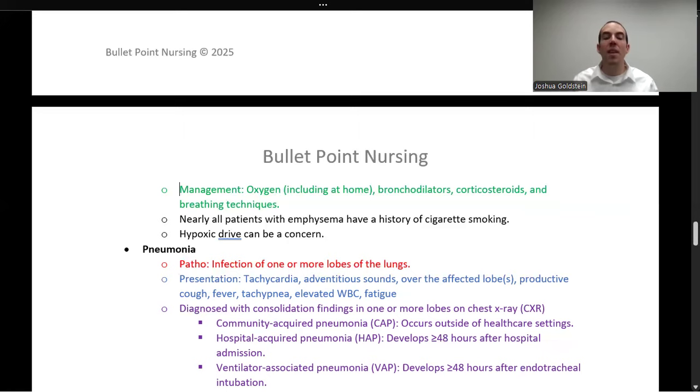and you'd also have fatigue because the body has a full-blown immune response. The diagnosis of pneumonia is made based on consolidation on the chest x-ray. So a simple chest x-ray does diagnose pneumonia.